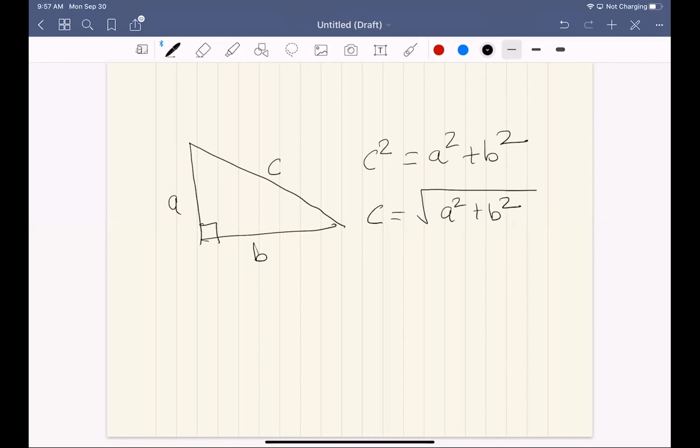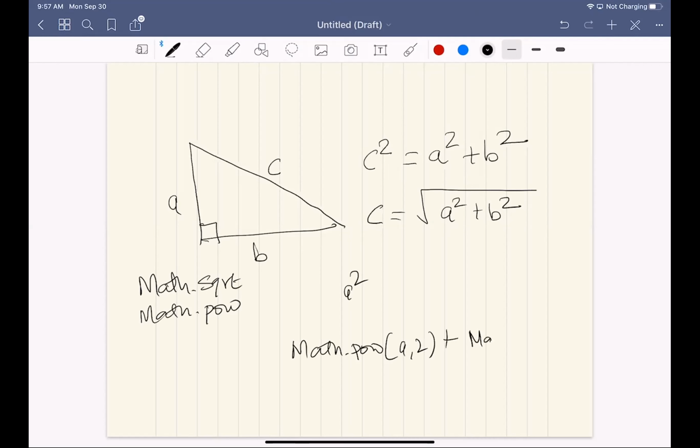Now if we were to write this in Java, there is a library called math, and that library has a function called sqrt and a function math.pow. So if you were to write this expression, it will work like this: math.power a comma 2, basically that means a square, plus math.power b comma 2, that's basically b square. This is what you're doing.